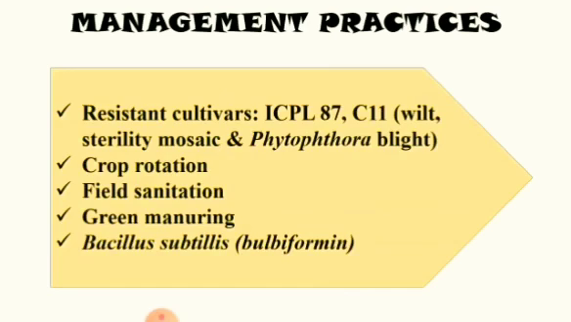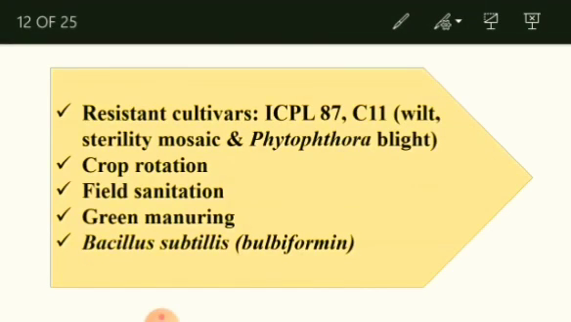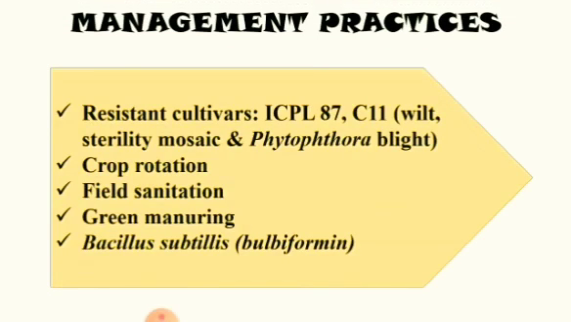Another one we can go for is Bacillus subtilis, that is biological control. We can go for soil drenching. So that's it from this slide. And next we will be talking about pigeon pea sterility mosaic.